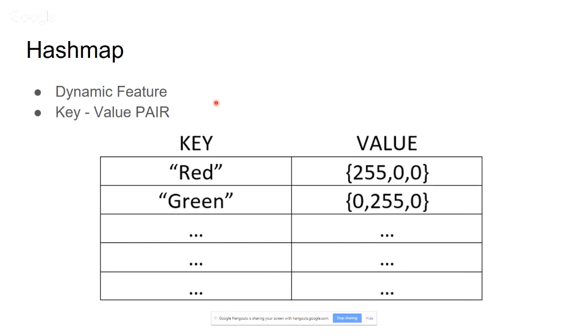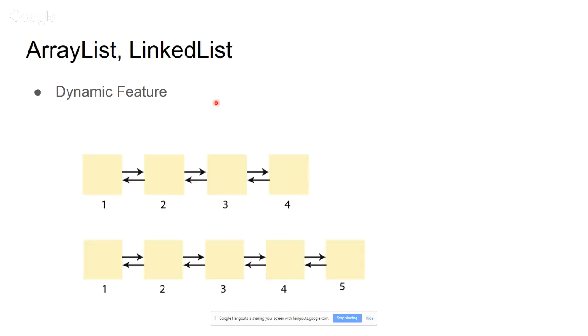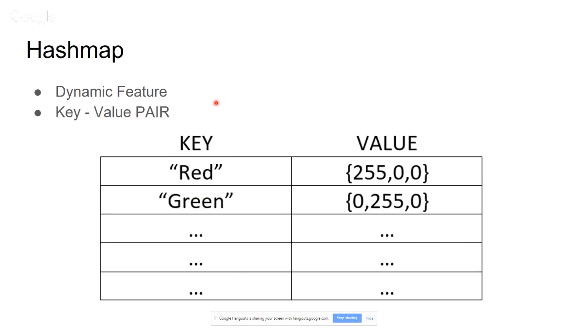Another thing we're gonna see, and this is really important, and it has dynamic features as well as array list and linked list, is hash map. So hash map, think of it as a dictionary. It's a key-value pair structure. What do I mean by that? Well, you have a key, and if you place a key, you will retrieve a value. So every key is associated with some value. For example, in this image, we have red, which is associated with the RGB color of red, or green, which is associated with the green RGB color.